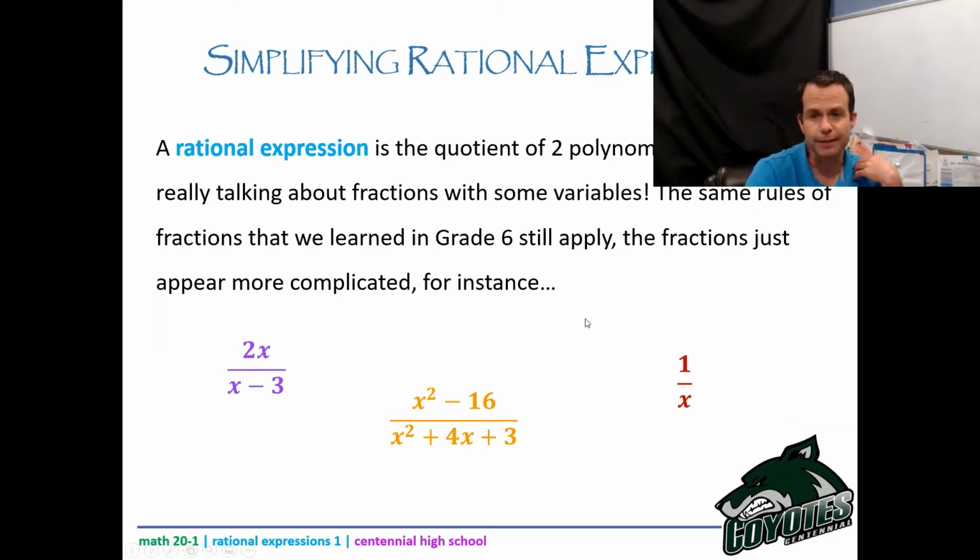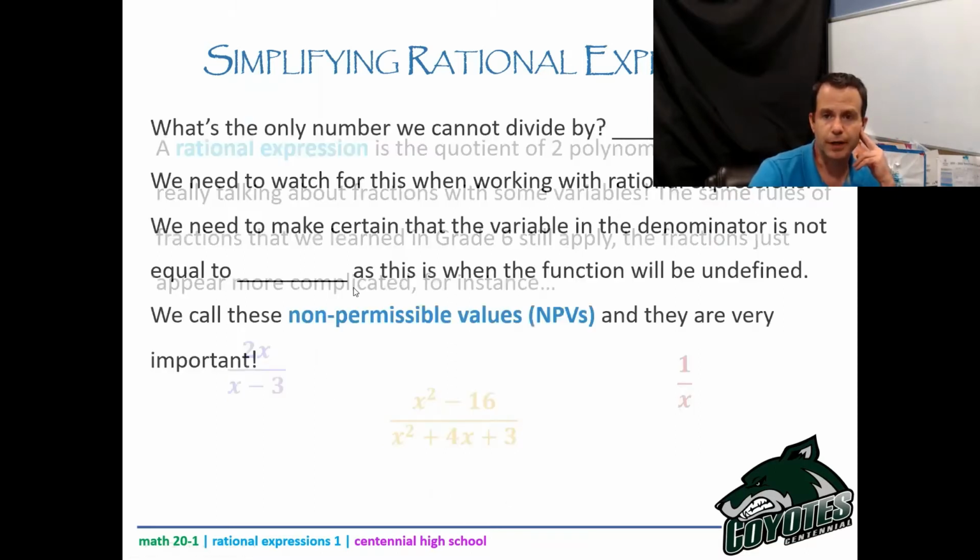So for instance, I've given you 3 below here, 2x over x minus 3, x squared minus 16 all over x squared plus 4x plus 3. And you can see right away, like this orange guy that I've written here for you, you totally want to factor the top and factor the bottom, right? I can just feel it exuding from you. Or 1 over x there in the red. Those are all examples of rational expressions, okay?